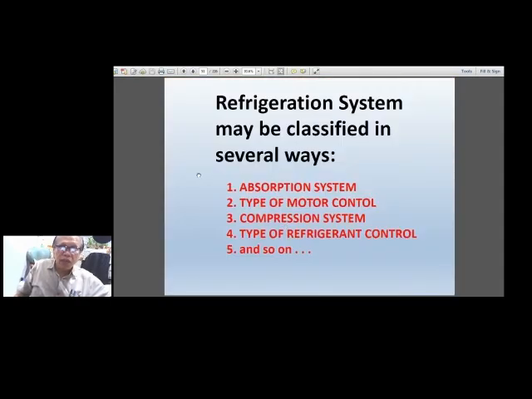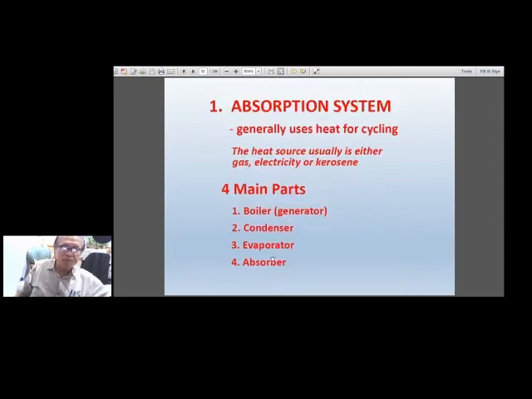Refrigeration systems may be classified in several ways: absorption type, type of motor control, compression system, type of refrigerant control, and so on. Absorption generally uses heat for cycling. The heat source usually is either gas, electricity, or kerosene. Okay, parang yung mga sinauna nung araw, gumagamit siya ng kerosene. Four main parts: boiler, condenser, evaporator, and absorber.